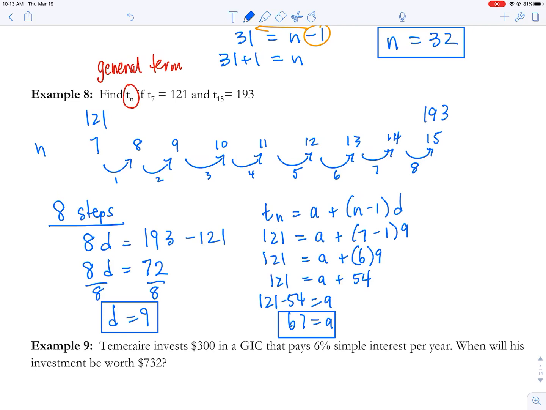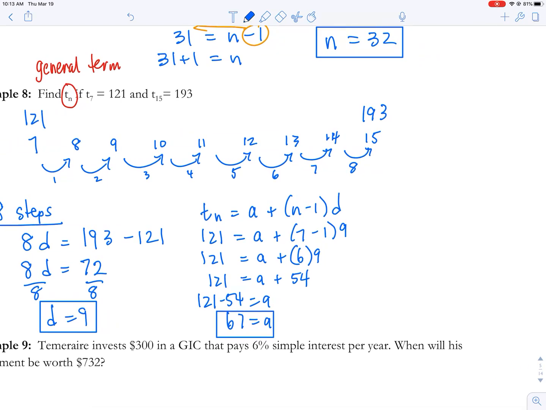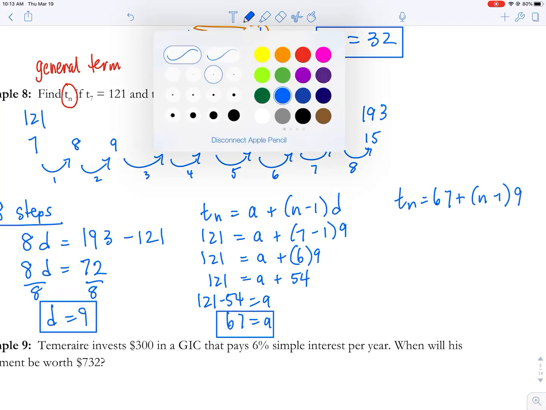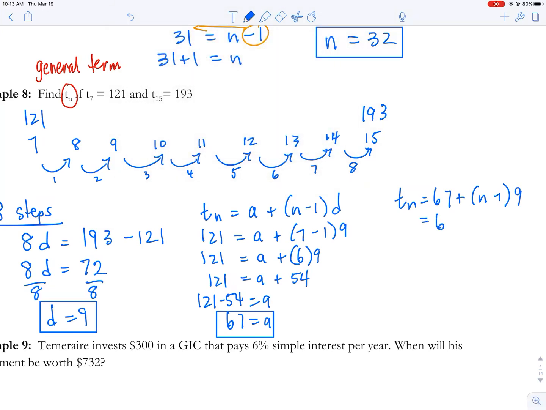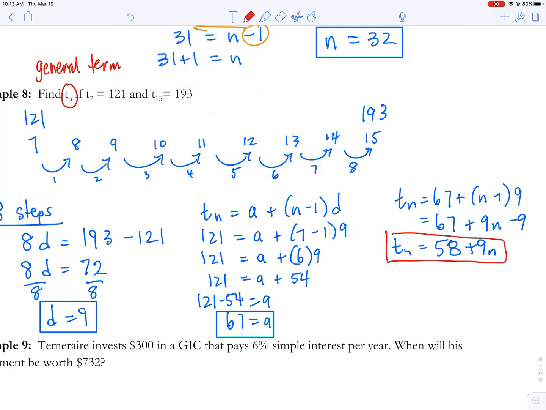So now I have D and I have A. So I can write T_n equals 67 plus (n minus 1) times 9. And that would be our general term. We're going to simplify it. So that would be 67 plus 9n minus 9. So that would be 58 plus 9n once it's simplified. So our final answer would be 58 plus 9n.